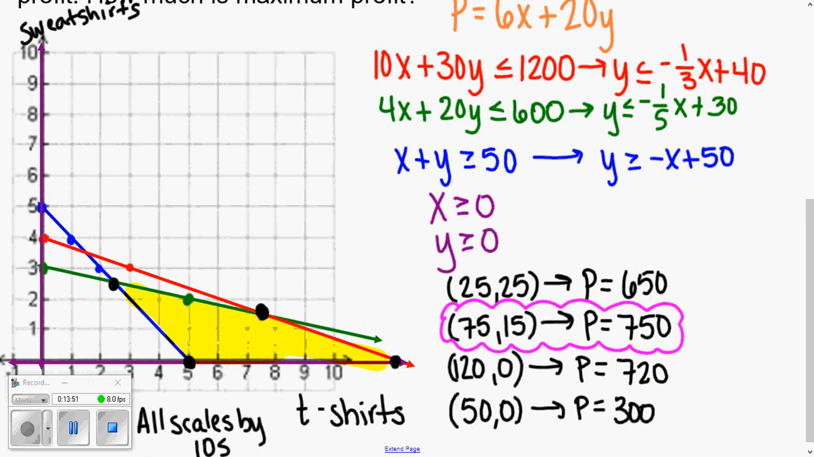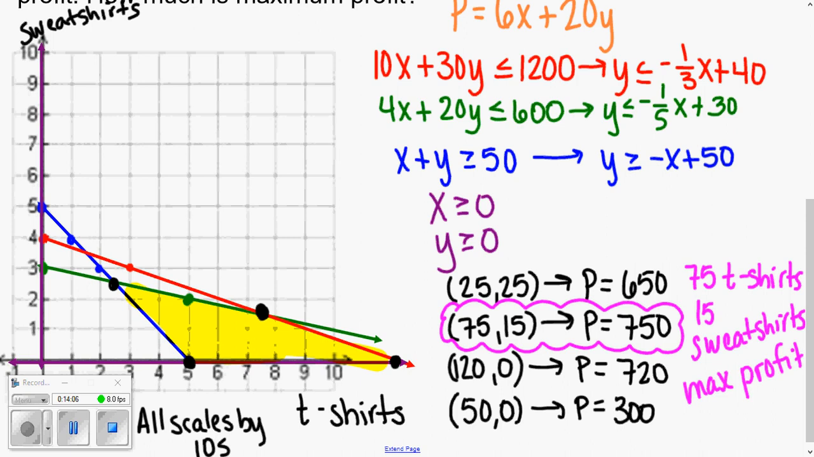So 75 stands for t-shirts. So you're going to have to sell 75 t-shirts, 15 sweatshirts, although I'm going to run out of room. I'm sorry, this is sloppy. Max profit will be $750. Make sure that you list that out. That's part of the solution.